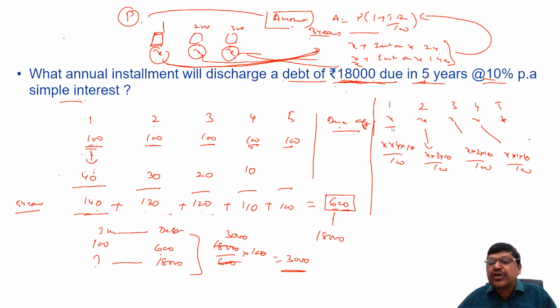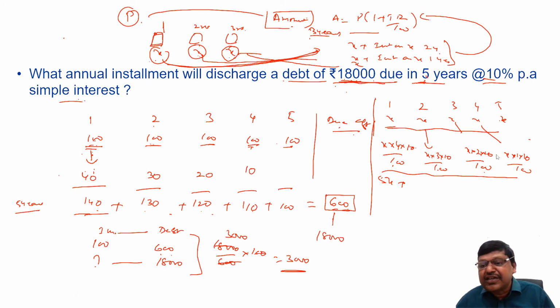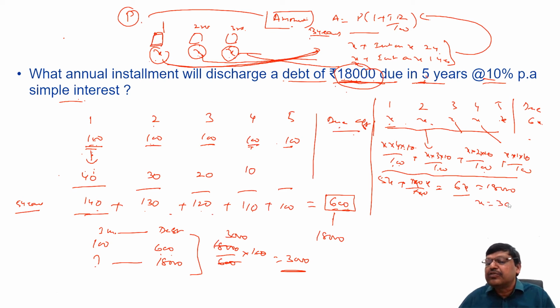So what is the total? These 5 installments, 5x, plus the sum of these interest terms. What is the sum? You can see 40x by 100, 30x by 100, 70x by 100, plus 20x by 100, 90x by 100, plus 10x by 100. I'm adding all of them: 40 plus 30 is 70, plus 20 is 90, plus 10 is 100. So 100x by 100 is nothing but x. So the total repayment I have done is 6x. So an annual installment of x rupees will discharge a debt of 6x that is due at the end of 5 years. But the amount due is 18,000. If 6x is 18,000, x equals 3,000.